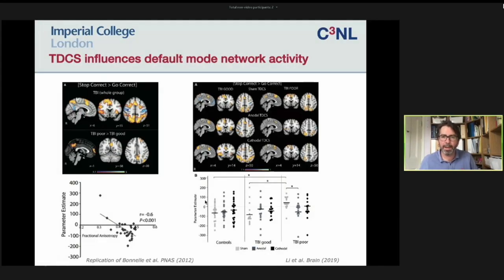This is a slightly complicated figure from our paper, but essentially what it shows is that in general, in areas that are activated during TDCS, there wasn't much change in the physiological effects. But what we saw was a normalization of the deactivation in the TBI population, and particularly those patients that were impaired on the task.